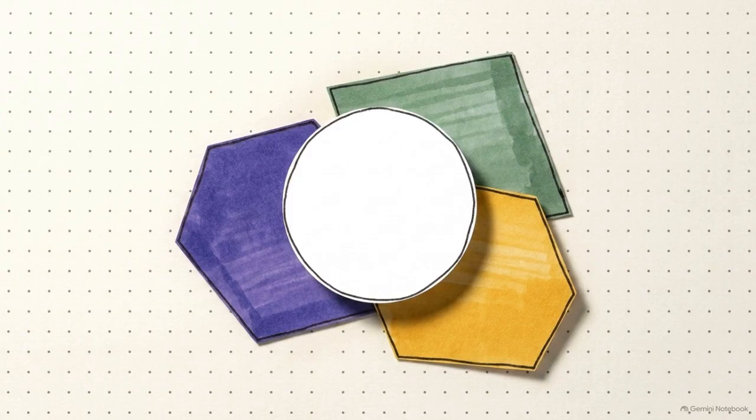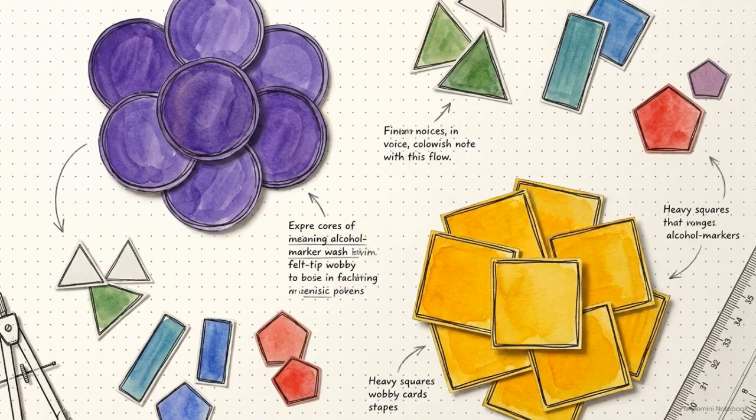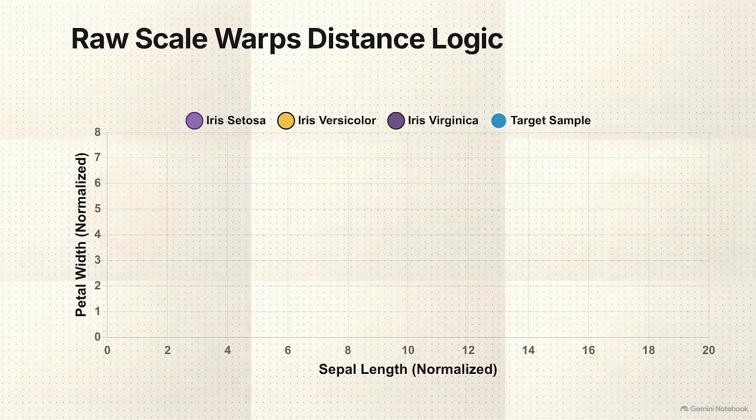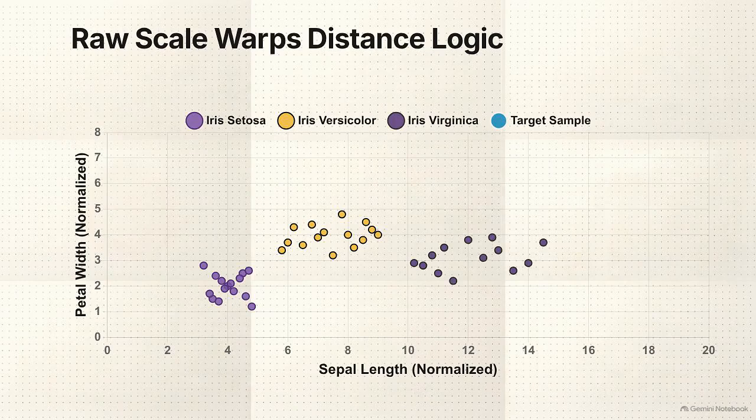This is where the k-nearest neighbors, or KNN algorithm, comes in. It relies on a very simple physical intuition. Things that are similar to each other naturally exist close together in space. We start by taking our known training data and plotting it. Every flower's 4 measurements dictate a single coordinate on a map.